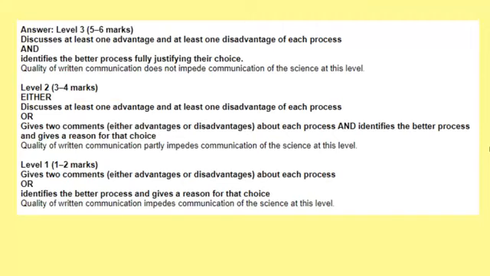Right, so in order to get 5 to 6 marks, you need to have had at least 1 advantage and 1 disadvantage of each process, and you needed to have identified the better process. If you want to get 3 or 4 marks, you needed to discuss at least 1 advantage and at least 1 disadvantage, or give 2 comments about each process.